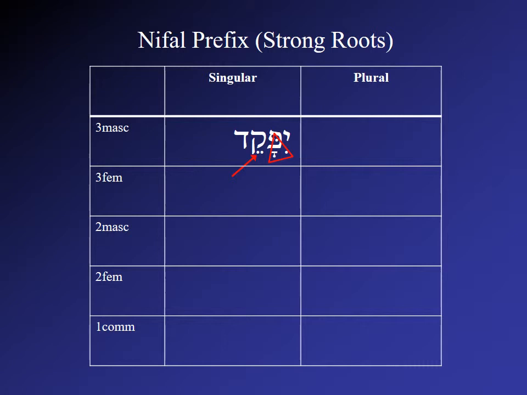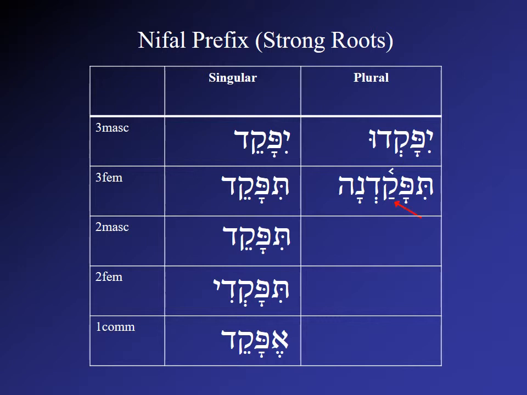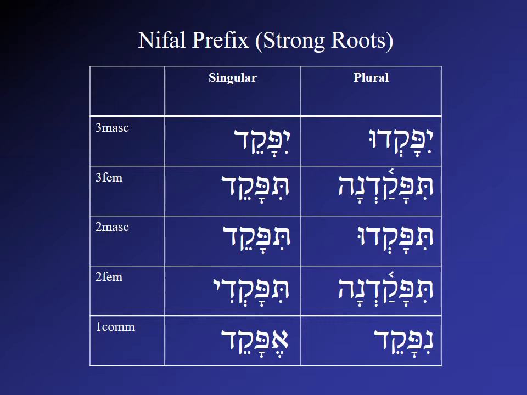Now we can simply take that pattern and run it through the paradigm, and everything pretty much comes out as expected. So yipaked, tipaked, tipaked, tipakdi, epaked, yipakdu, tipakednah. Notice this a-class vowel, which is a little bit unexpected. Tipakednah. Tipakdu, tipakednah, nipaked. Notice in every case we have the Nifal triangle. It's slightly different in the first common singular because of the segol under the aleph, but that is familiar to us from the Qal as well. Nifal triangle in all of these forms. So this little triangle is the key to recognizing the Nifal prefix.